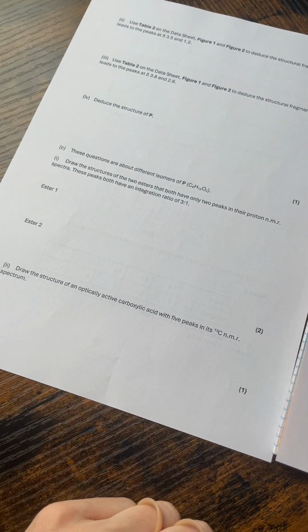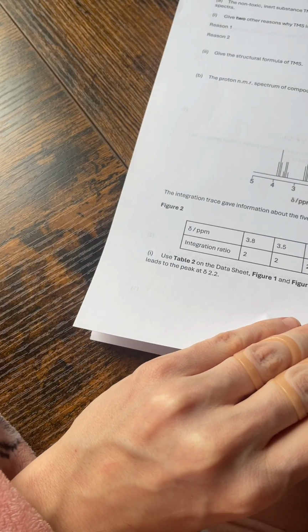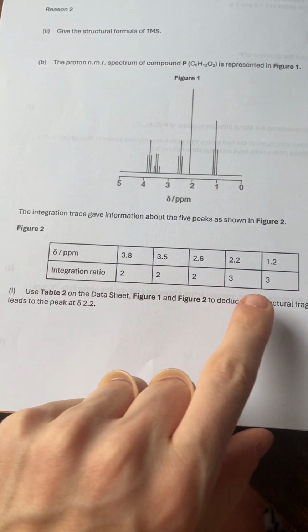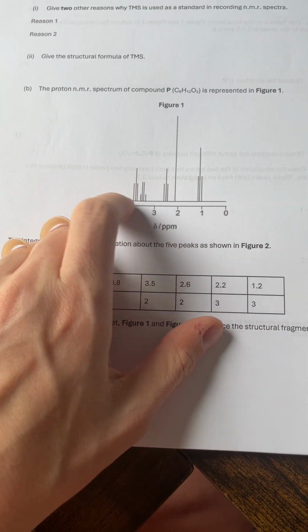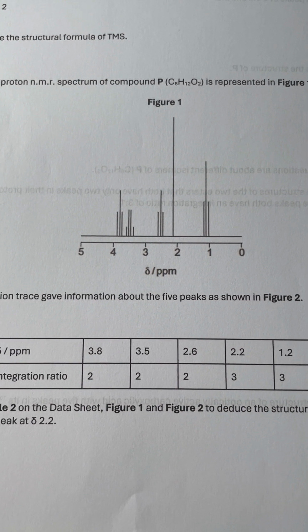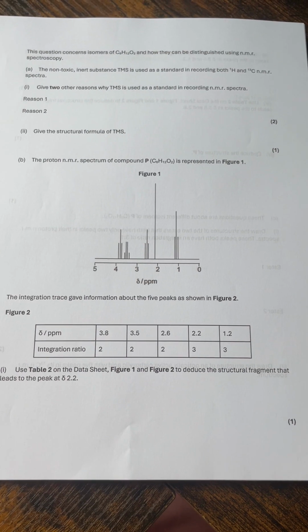So I'll highlight and go through how I'm going to approach all of these questions, and what I would like to spend a bit of time on is explaining what I would annotate on this table of information and on this figure here, where we can see the splitting patterns of the different peaks. So hopefully all of that will be helpful, and I will get started.